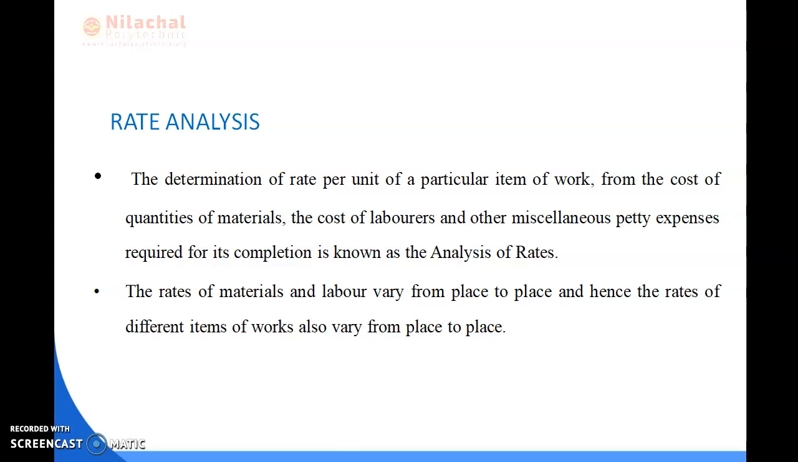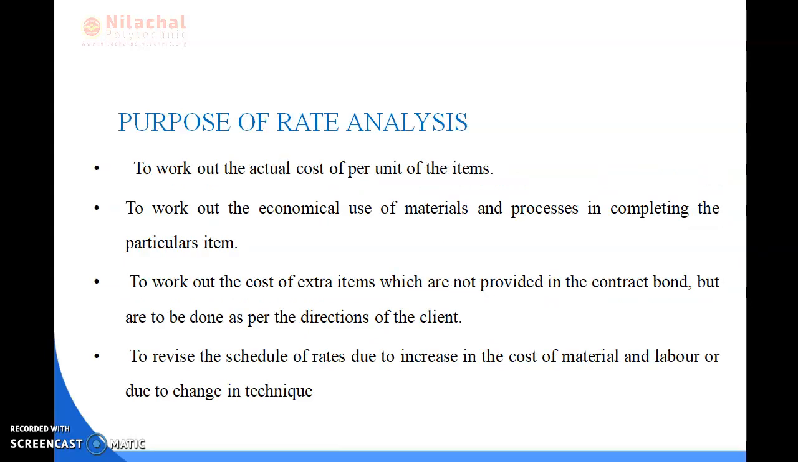For the purpose of rate analysis, the details about all the operations involved in carrying out the work should be available. The quantity of material required and their costs should be known, and the number of different categories of laborers required, the capacity of work per laborer and their wages per day should be known to define the rate analysis. Next we discuss the purpose of rate analysis.